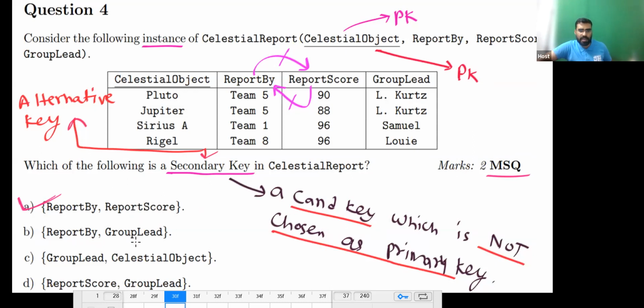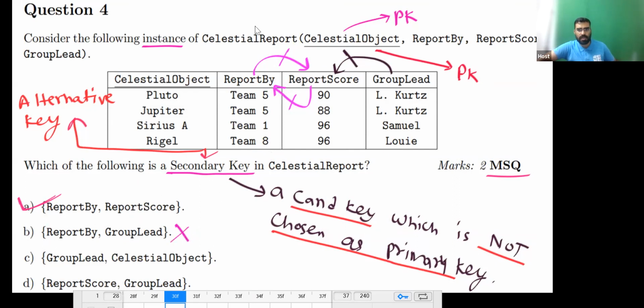What about this report by group lead? You can notice this group lead does not determine this, right? So this group lead is not a key. And their combination is also not a key.